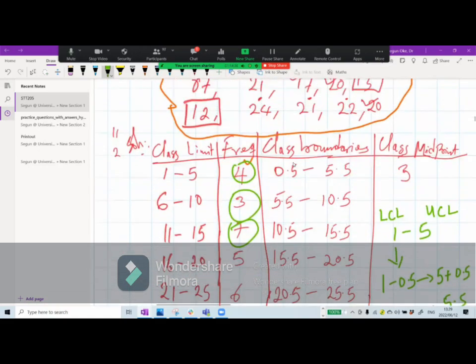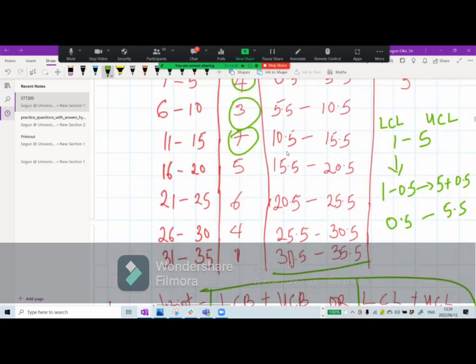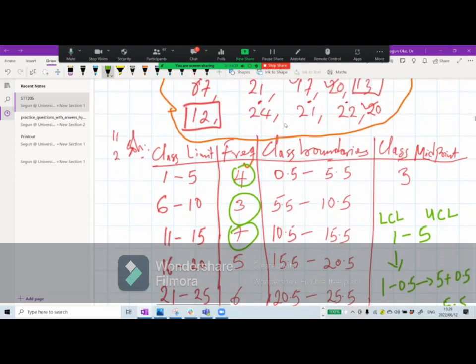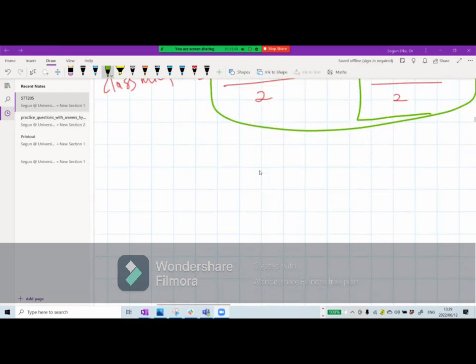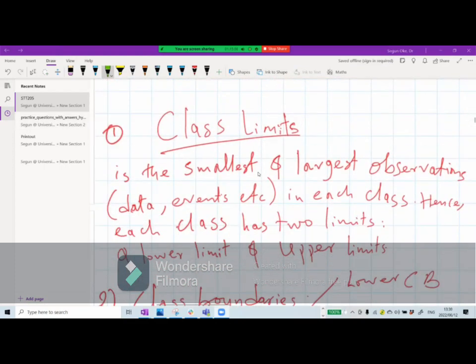So that is how we calculate class midpoint. They can ask you the question, define class midpoint, or they can give you a different definition, or they can say which process is when you add upper limit plus lower limit and divide it by 2. What type of process is that? You know it's class midpoint they are talking about. Am I communicating now? Yes, sir. Let's move on.